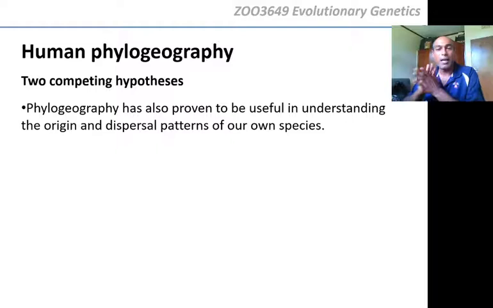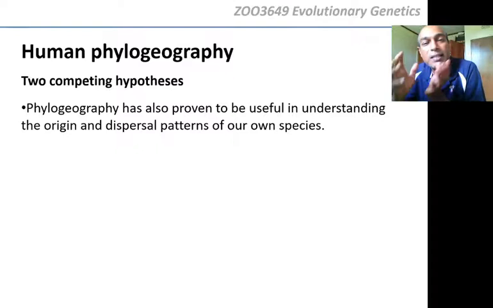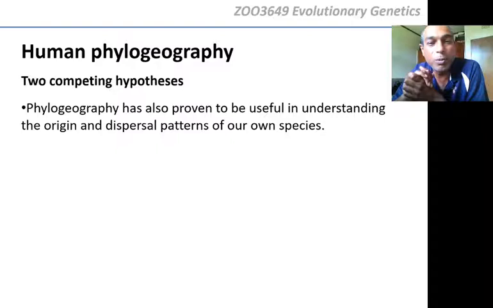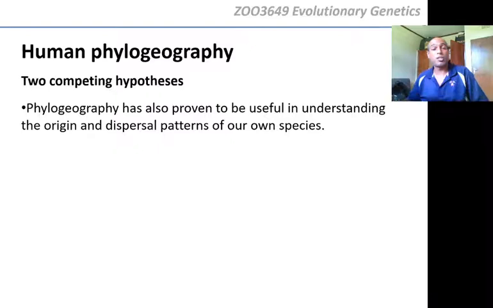And again, ladies and gentlemen, if you look at past exams, this is a past exam question, okay? What are the two competing hypotheses of human phylogeography, and how have these hypotheses been shaped by new data? Okay, please expect a question like that. You've seen it appearing in several exams in the past, so maybe it will occur this year as well.